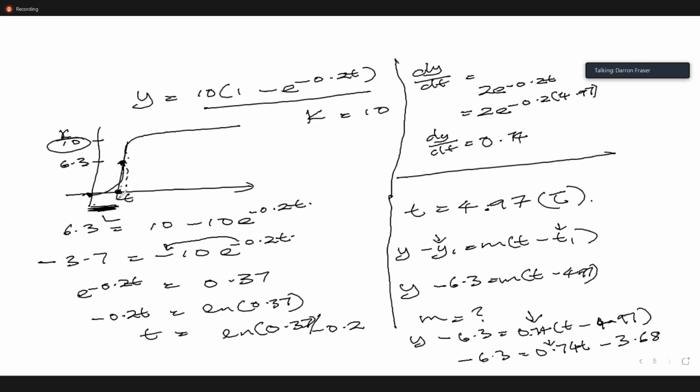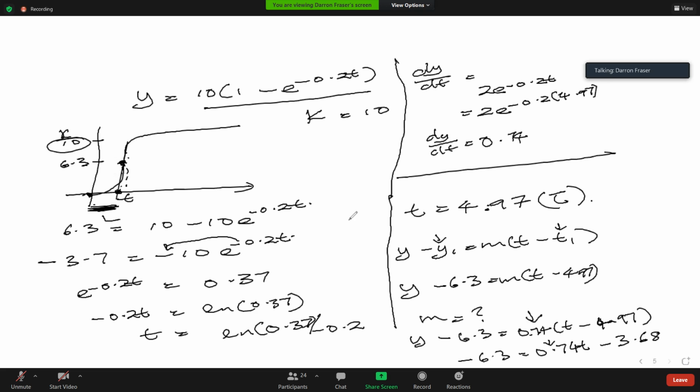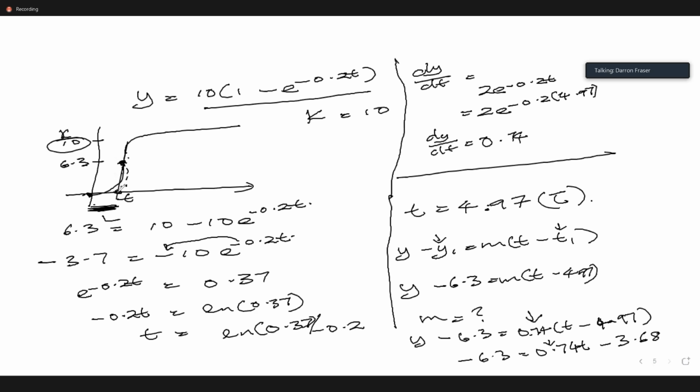But wait a little bit. We say y equals 0. This is the gradient. And we want to find where this line crosses the axis. We want the x-intercept, this value here. So that means the only t I find would be 4.97. It can't be anything else.